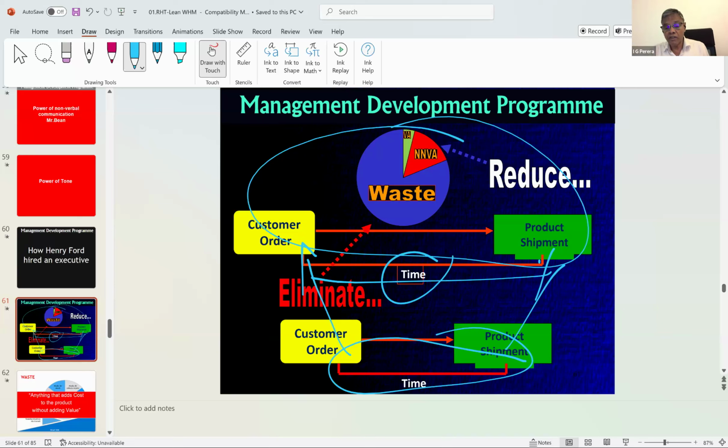අපි පොඩි video එකක් බලමු. So let me open. You have to identify the waste that you see in this particular video. You need to identify the waste that you see in this particular video.